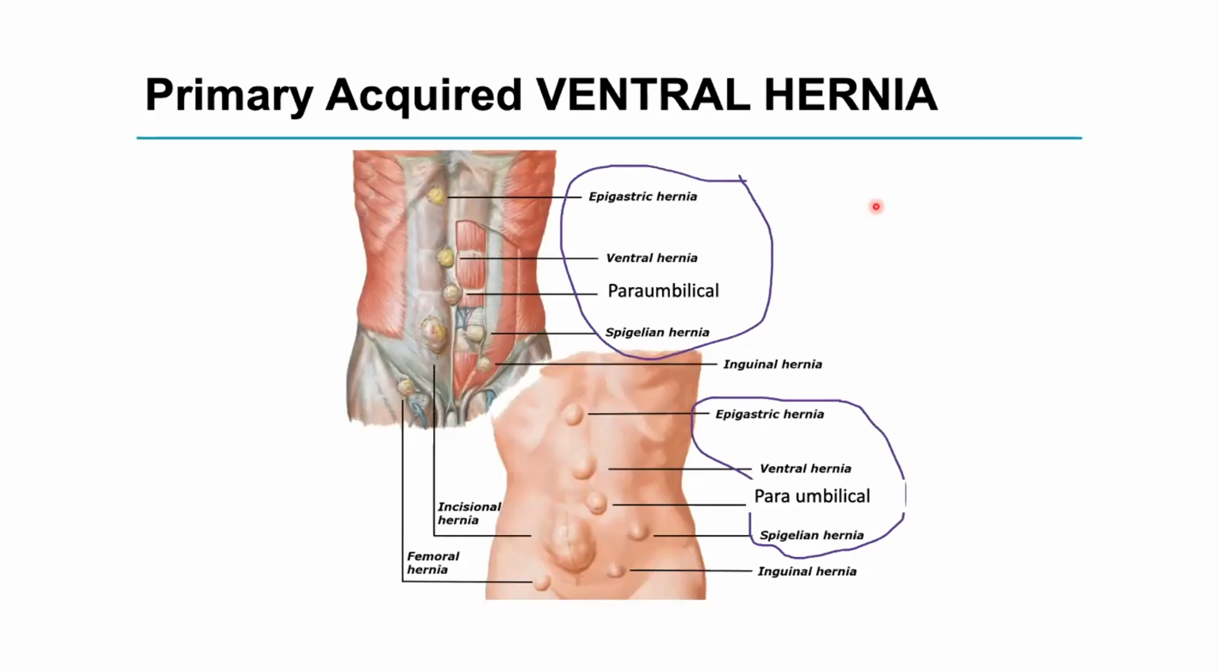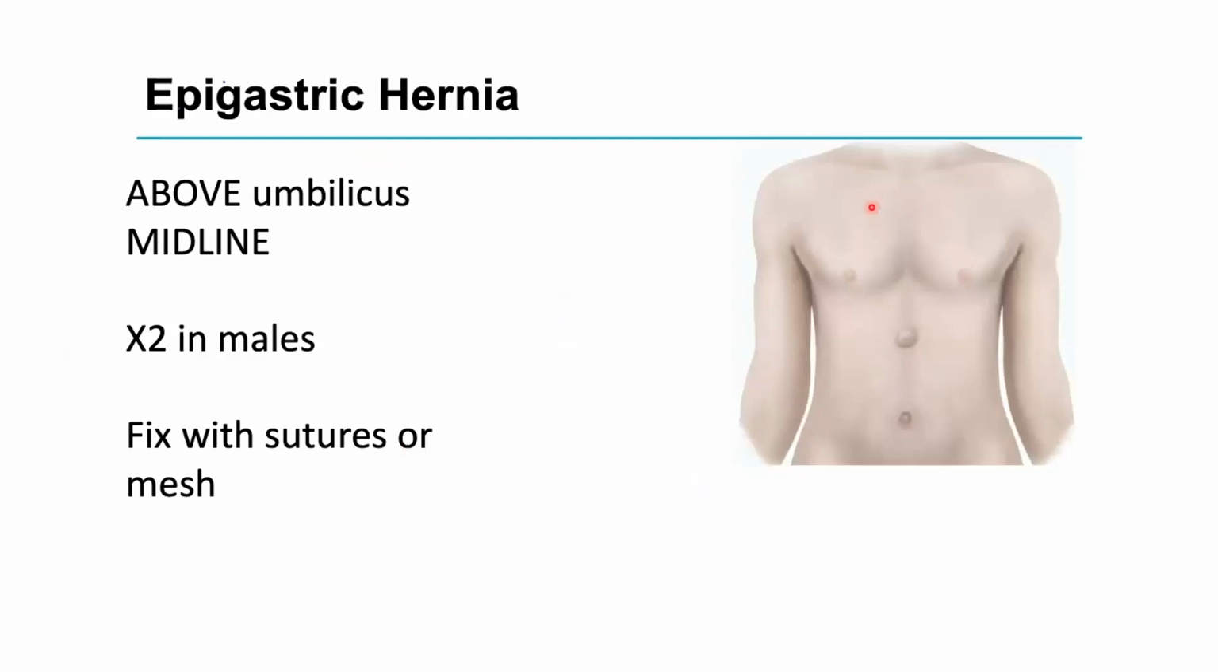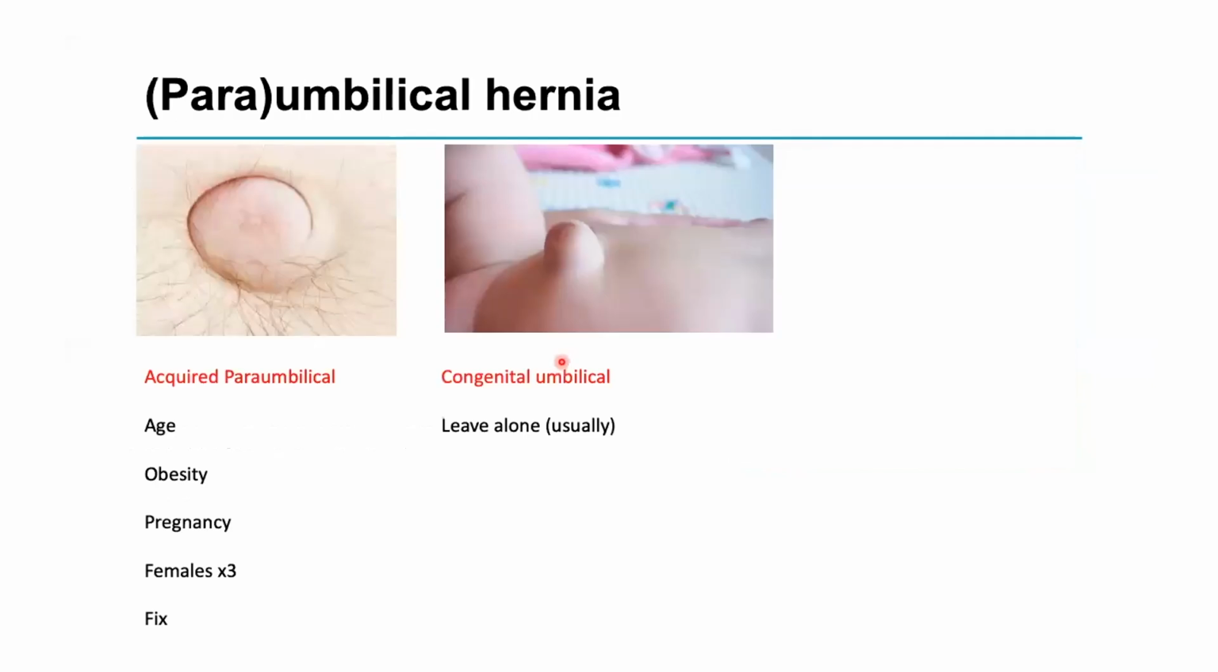So let's quickly mention these ventral hernias: epigastric, paraumbilical, and Spigelian hernia. Epigastric hernias are not uncommon. It's defined as a hernia between the xiphisternum and the umbilicus, but they're generally high up near the xiphisternum, always in the midline, twice as common in males as females. They usually contain a little bit of fat or omental tissue, and we usually would fix them, and that's usually done as a simple procedure with suture or mesh material.